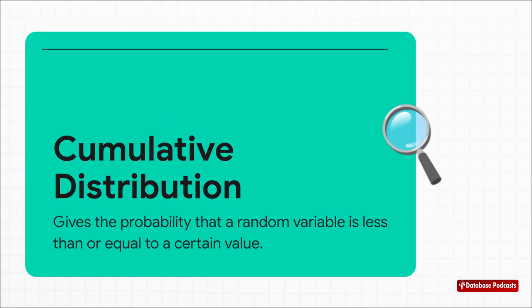But what if you want to know something a little different? Like, what's the chance of scoring 75 or less on a test? For that, you need the cumulative distribution function, or CDF. It's all about adding up the probability. It takes all the area under that curve, starting from the very far left, and adds it all up until it gets to the point you care about. It accumulates the probability for you.